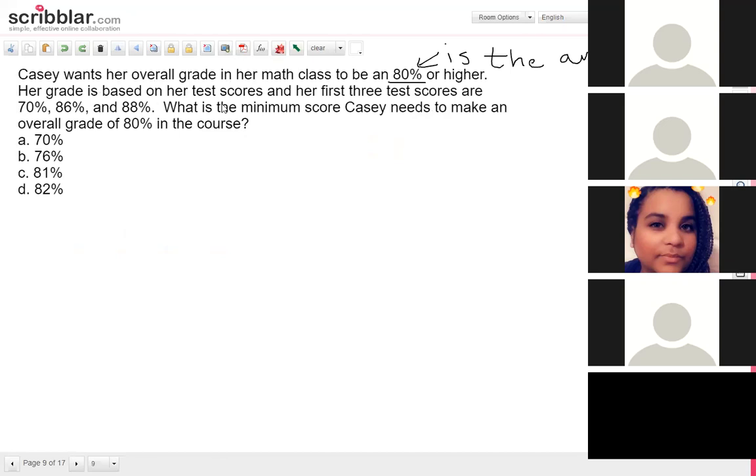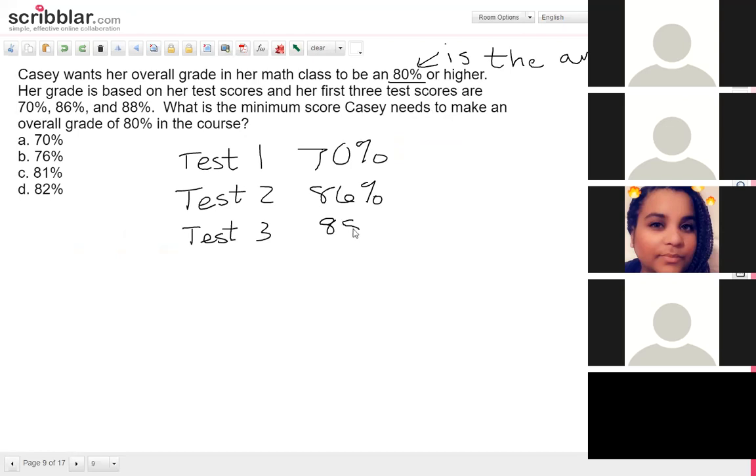Her grade is based on her test scores, and her first 3 test scores are 70, 86%, 88%. So test 1 is 70%. Test 2 is 86%. And test 3, 88%. What is the minimum score Casey needs to make an overall grade of 80% in the course? So test 4 is what they're asking for. We do not know the 4th test. The 4th test is not the 80%.